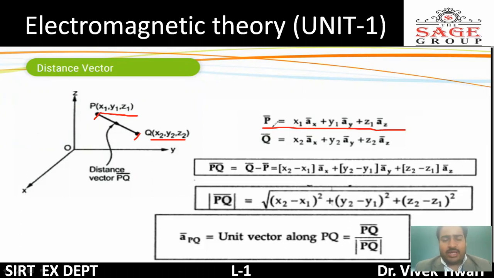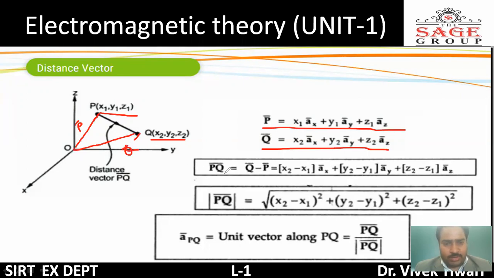Suppose P can be represented by x1 ax, y1 ay, z1 az, and Q is represented by x2 ax, y2 ay and z2 az. These are the position vectors of individual points P and Q. This is the position vector of P, and this is the position vector of Q.